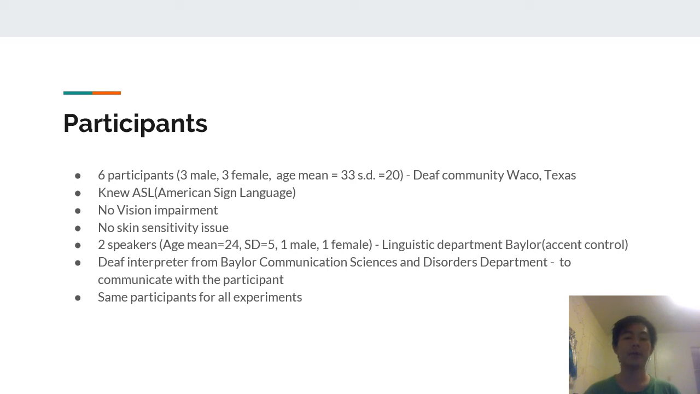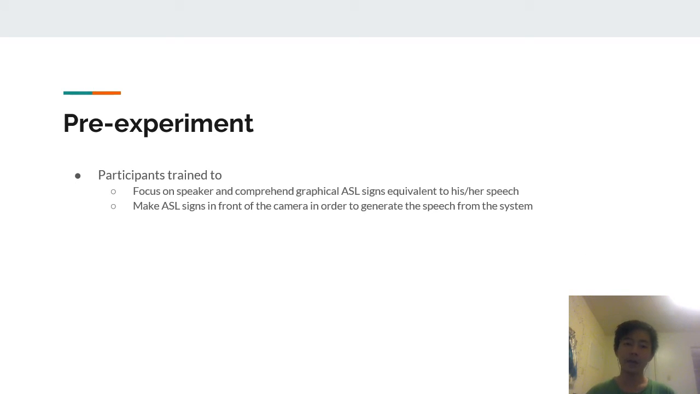And a deaf interpreter from the Baylor Communication Sciences and Research Department, to communicate with the participants. These participants were the same for all the experiments. Before the experiments, the participants were trained about how to use the system, how they should comprehend the signs that will pop up augmented on the glass, and how they should make the signs to synthesize a speech from the system. They were all trained regarding it.